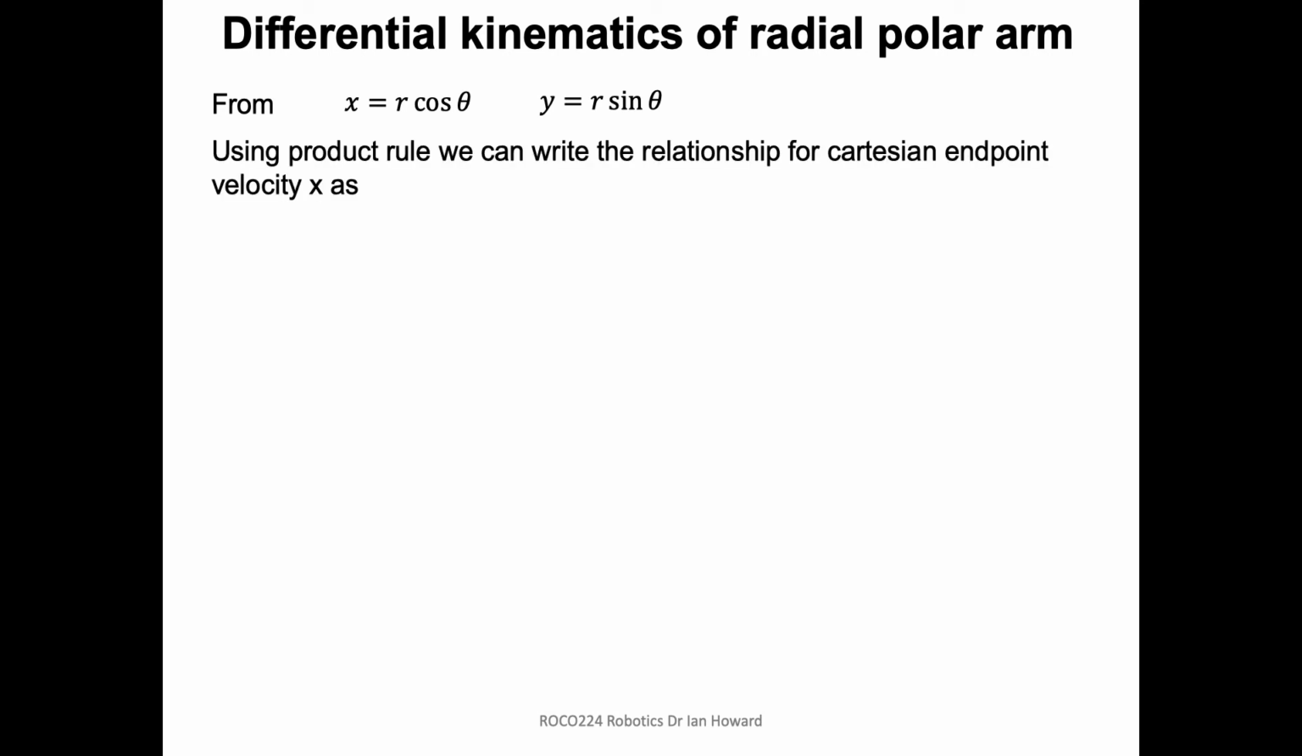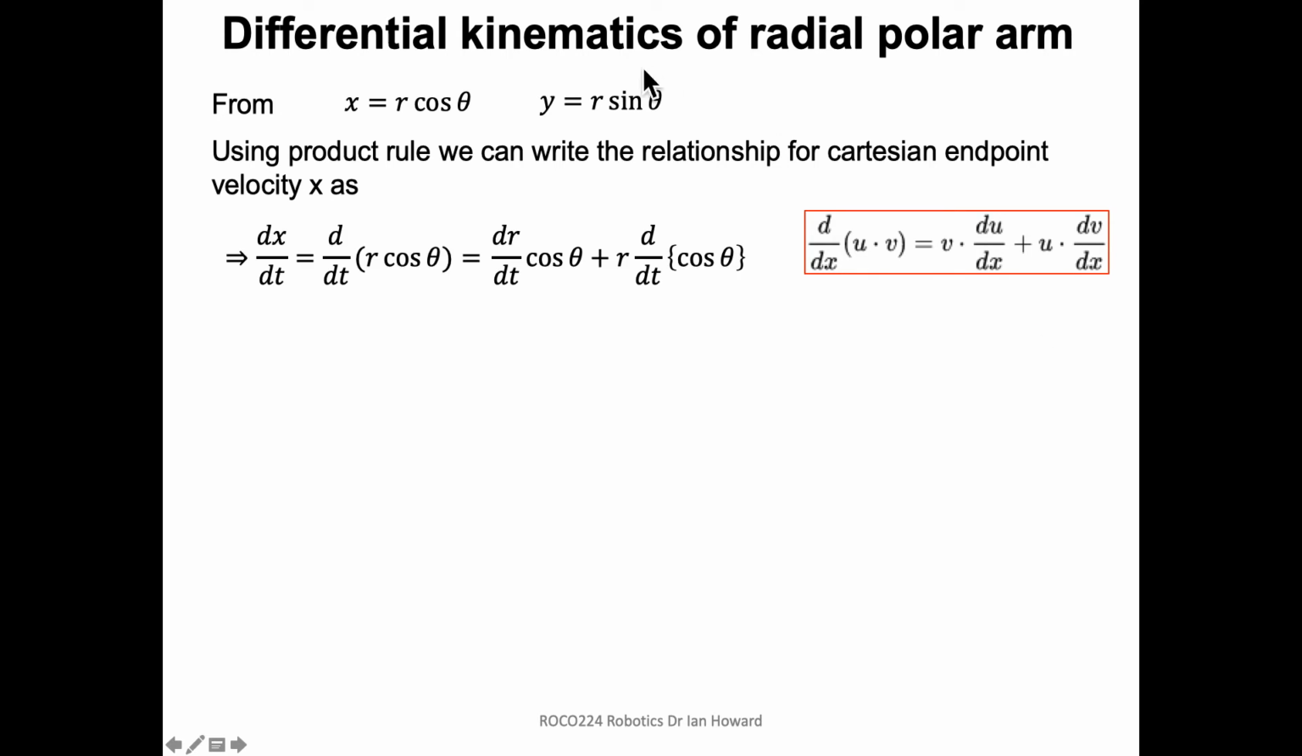So we've already written down what x and y are. We can then differentiate them, and we'll need to use the product rule as well, because we've said that r can change and so can theta. So we have to do the product rule in differentiation. And if we remember, if we differentiate a product of u and v, in this case with respect to x, then we get v times the differential of the first plus the first times the differential of the second.